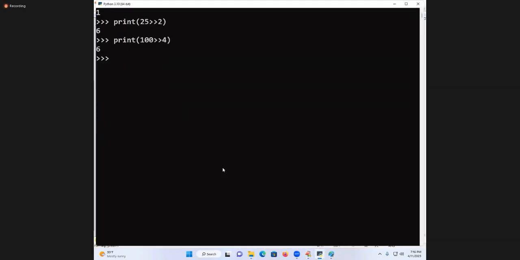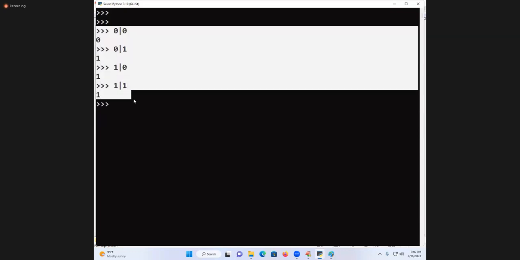Aniket, now coming to the example. 0 or what? 0. Answer is what? 0. 0 or 1, 1. 1 or 0, 1. 1 or 1, 1. Aniket, coming to the point back. This is called the first example.